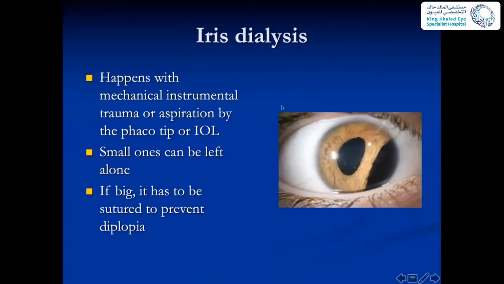Iris dialysis is another complication. We see this when we are doing our phacoemulsification and we inadvertently aspirate the iris, with enough strength to disinsert it from its iris root. When this happens, it is either a small iris dialysis or a big one. When it is small, it can be left alone, especially if it is superior and covered by the lids. But if it is large and you are sure that it can cause monocular diplopia for the patient, we will have to suture it back with non-absorbable sutures.